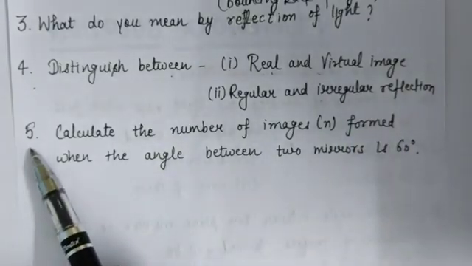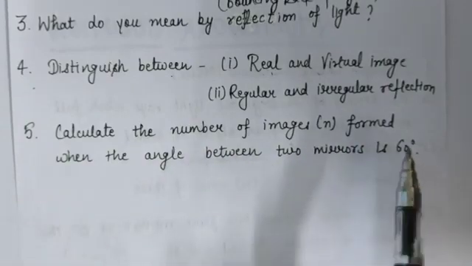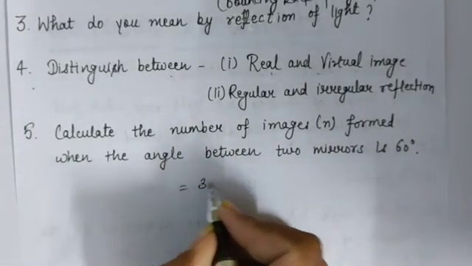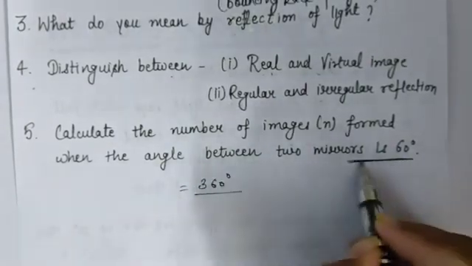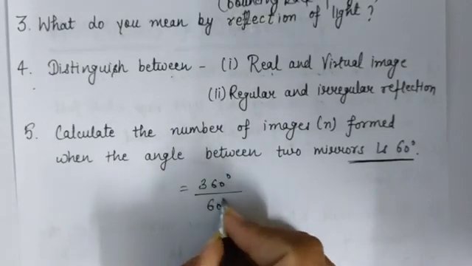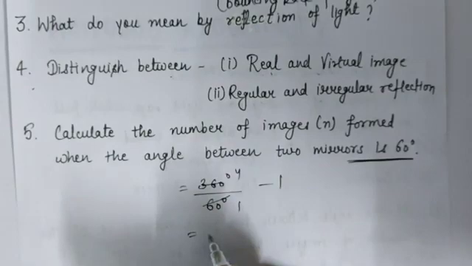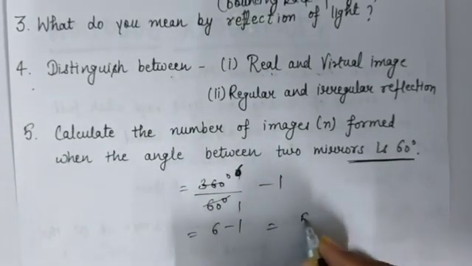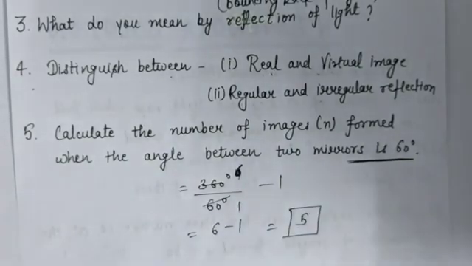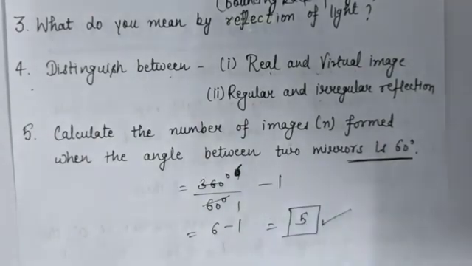Now question number 5. Calculate the number of images formed when the angle between two mirrors is 60 degree. So the angle is given to you and the formula is 360 degree upon angle between mirrors, which is given to us, that is 60 degree, minus 1. When you cancel it, you will get 6. You will get 6 minus 1, 5. So the number of images formed when the angle between two mirrors is 60 degree is 5. In this way you can calculate the number of images.